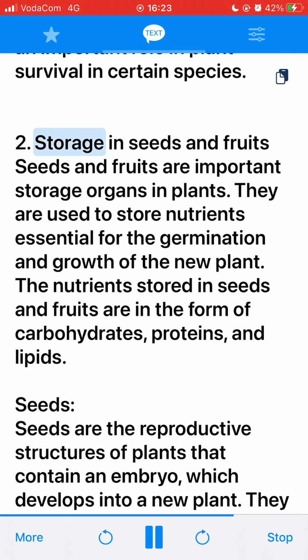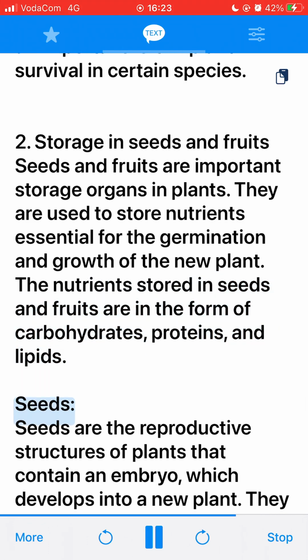2. Storage in seeds and fruits. Seeds and fruits are important storage organs in plants. They are used to store nutrients essential for the germination and growth of the new plant. The nutrients stored in seeds and fruits are in the form of carbohydrates, proteins, and lipids.